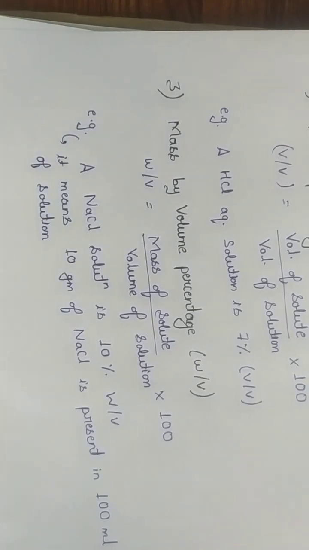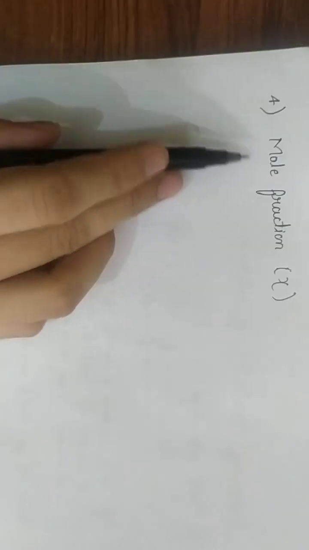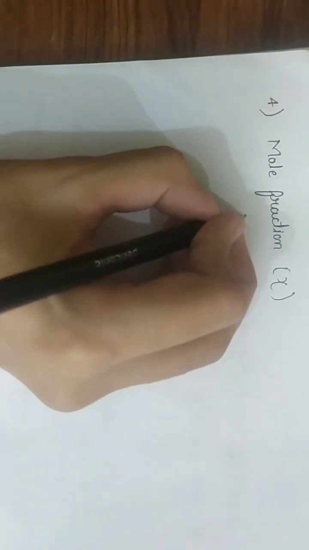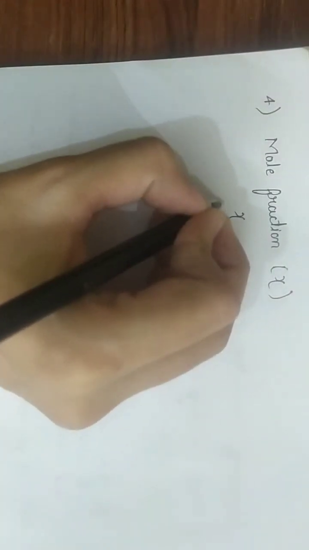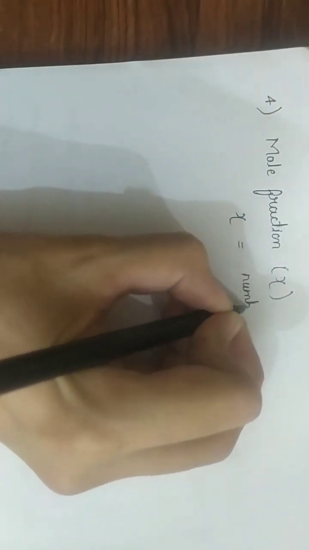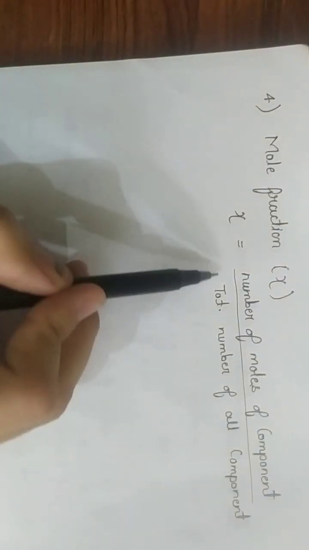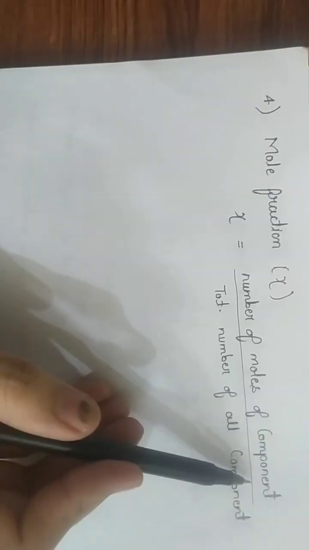I hope these three terms are clear. Now we will study the fourth term. Now we are going to study mole fraction. Okay, first I'm going to write its formula. Mole fraction is denoted by this symbol. The formula of mole fraction is number of moles of a component upon total number of moles of all components.